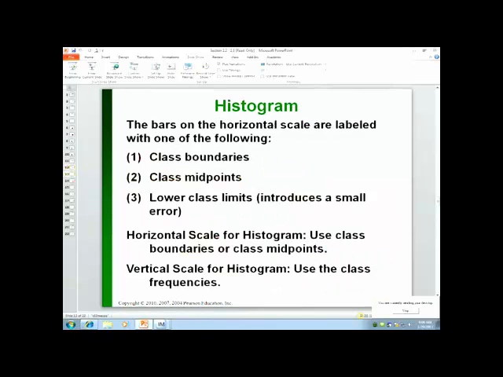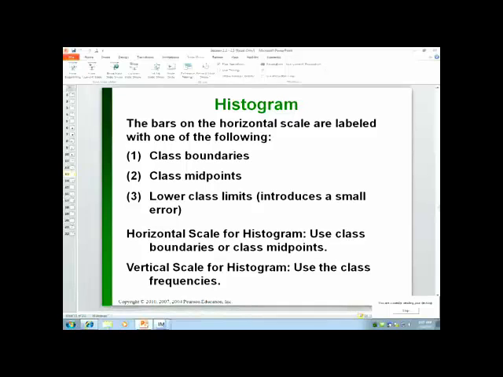Look at this slide. This gives you some guidelines, and then we'll do one. The bars on the horizontal scale are clearly labeled with either the class boundaries or the class midpoints or the lower class limits. It's really best to use the class boundaries. You'll see some histograms that have the lower class limits, but you're going to have some guys on the fence posts, or class midpoints, but class boundaries is what we'll use. The horizontal scale, use the class boundaries or the class midpoints. The vertical scales, use the class frequency.